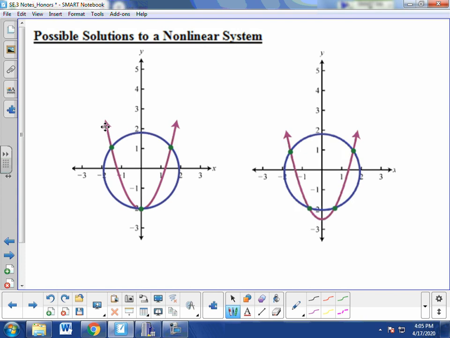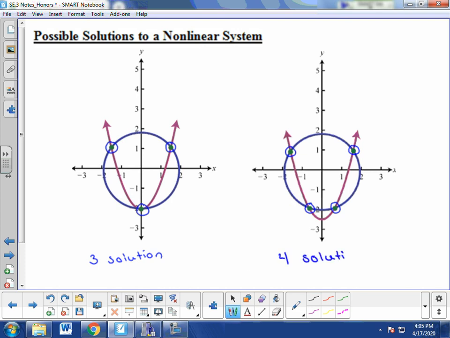So if we take a look at the example on the left and on the right, they're both circles and parabolas. And if I take a look at this parabola here, I may notice that it intersects in three locations. So this example right here has three solutions. There are 3 points of intersection between the parabola and the circle, so there are 3 solutions. If we take a look at the example on the right and count the intersections, we see that there are a total of 4 solutions.